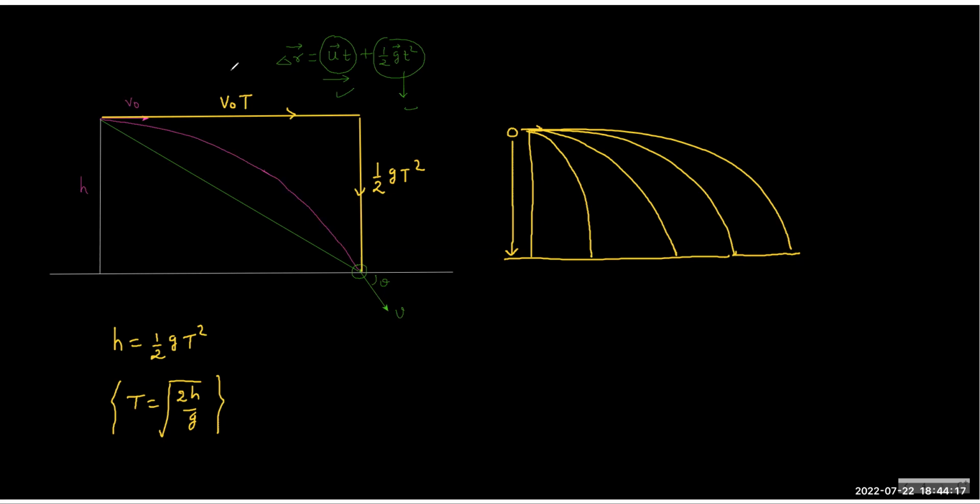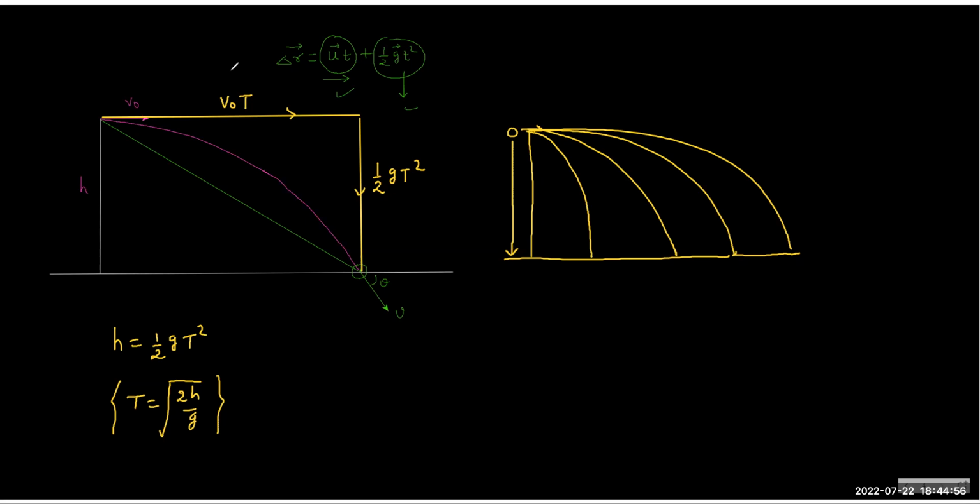So what is V naught doing? In the meantime, gravity is trying to pull you down. The V naught is taking you forward. Understood? So the more the V naught, the more forward you will go. So your forward journey will become bigger and bigger as you make the V naught bigger. But no matter what the V naught is, it will never help you in coming down.